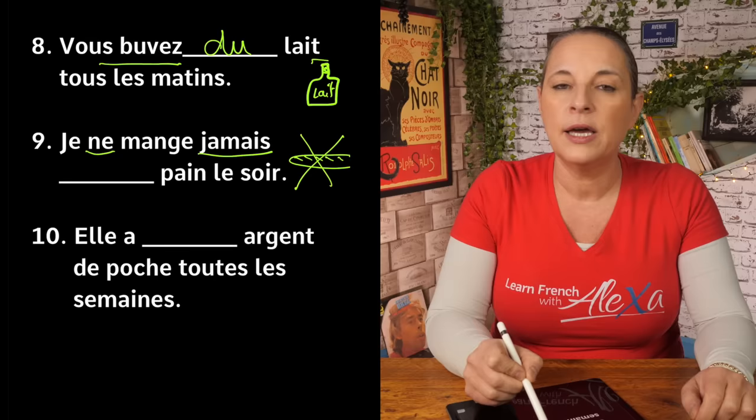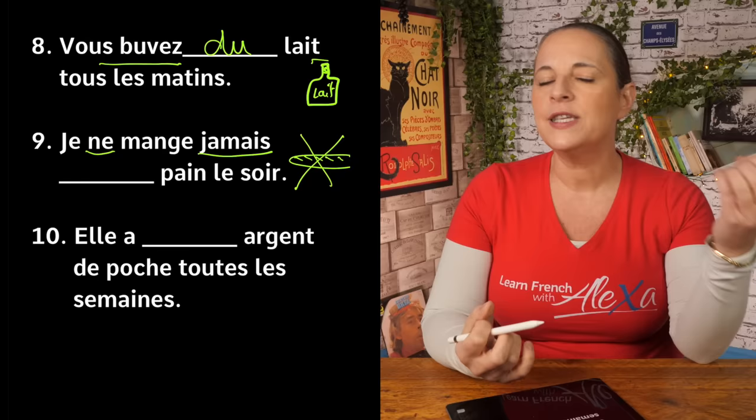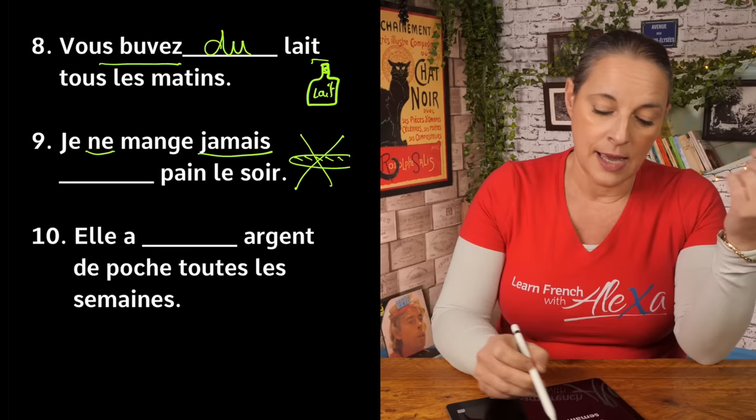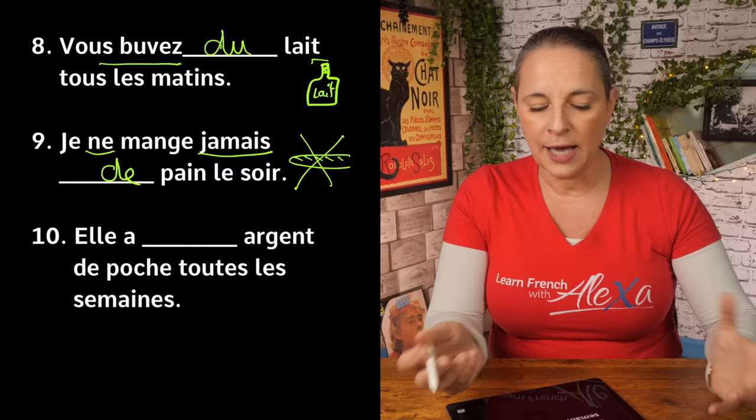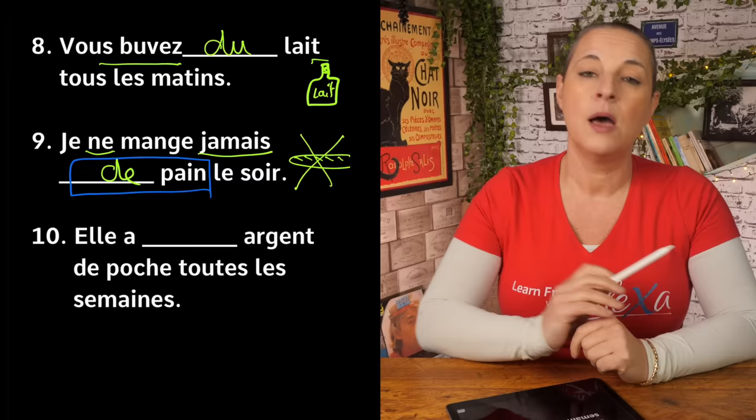Okay, so because we're using a negation, and what I've said to you about using a very precise quantity, and a negation, all these partitive articles, de la, du, and des, are transformed into de or d'. And so we've got to do the same here. Je ne mange jamais de pain le soir. I never eat bread in the evening. Okay? De pain. And by the way, it doesn't mean to say that pain doesn't have a gender. It does. Pain is masculine. And by the way, lait is masculine too.